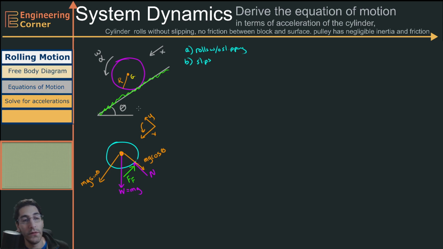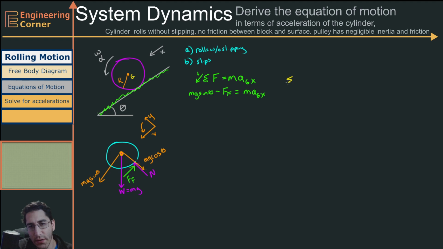I want to use my equations of motion. So my equations of motion start with Newton's law, where the sum of my forces is equal to mass times acceleration of my center of mass in the x direction. Going down the plane is going to be positive. So that means mg times the sine of theta minus my frictional force is going to be equal to this mass times its acceleration.